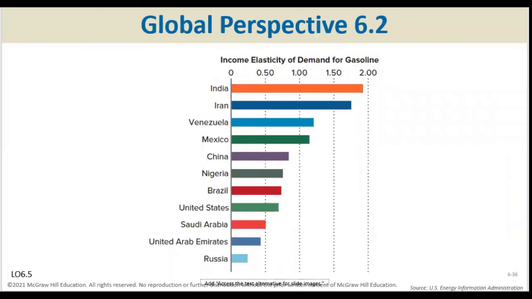This global perspective shows the income elasticity of gasoline demand varies widely across countries, and is larger in lower income countries. Probably because gasoline takes a big proportion of the income, so people are sensitive to it.